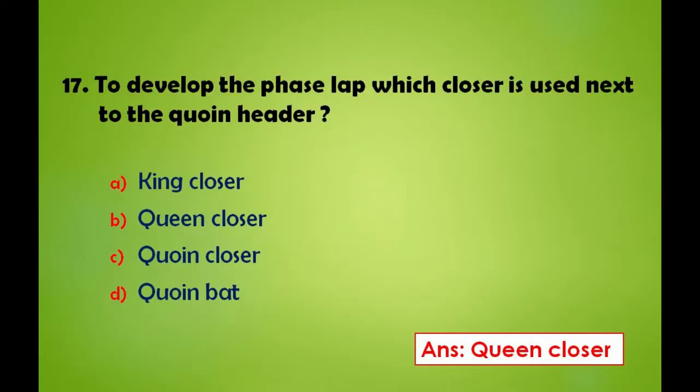To develop the face lap, which closer is used next to the quoin header? A. King closer, B. Queen closer, C. Quoin closer, D. Quoin bat. The answer is, to develop the face lap, Queen closer is used next to the quoin header.